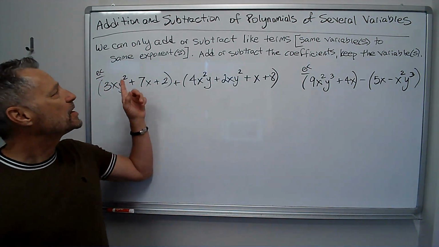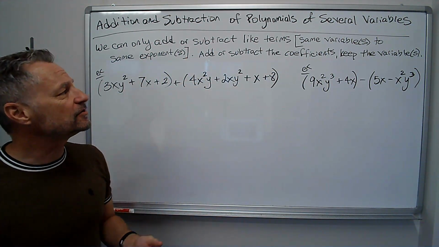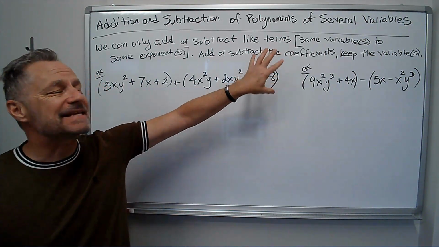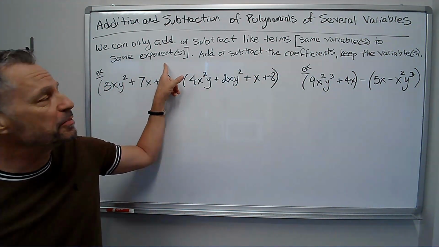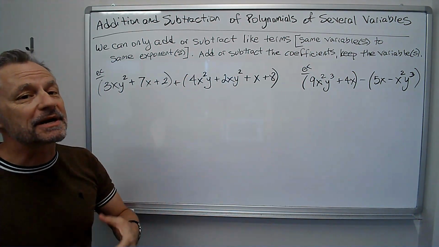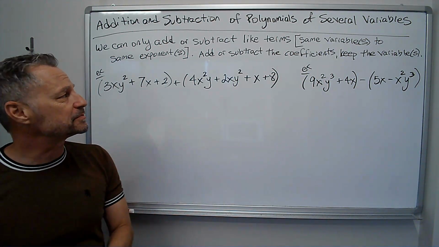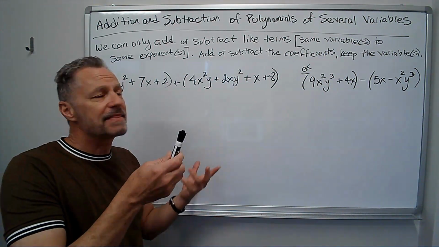Okay, so we can add or subtract like terms, just like we could when we had a single variable. So remember, it has to have the same variable or variables raised to the same powers or exponents, maybe one exponent, maybe several exponents, whatever it is. It has to be the same variables to the same exponents. And then we just add or subtract the coefficients, the numbers in front, and then keep the variables.